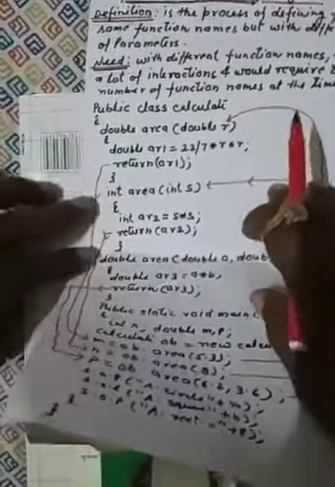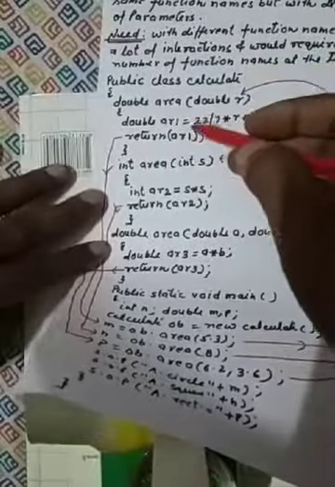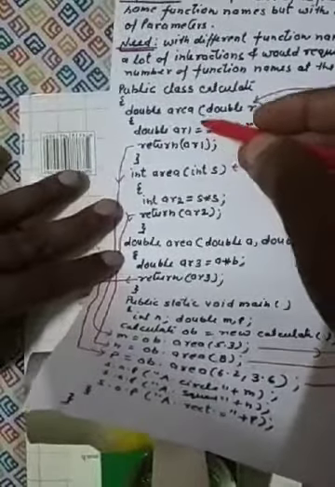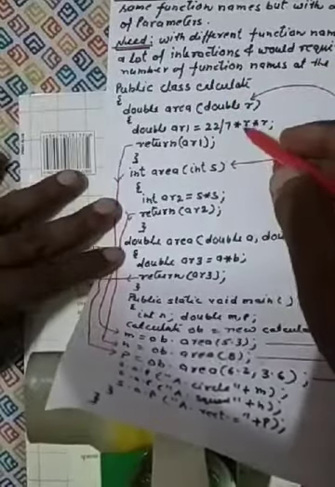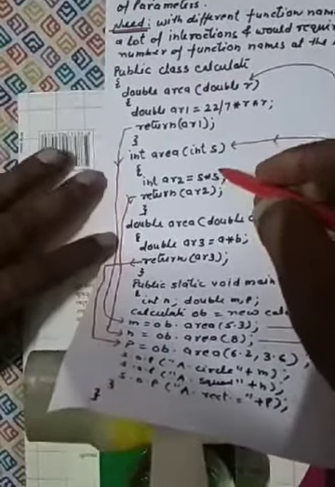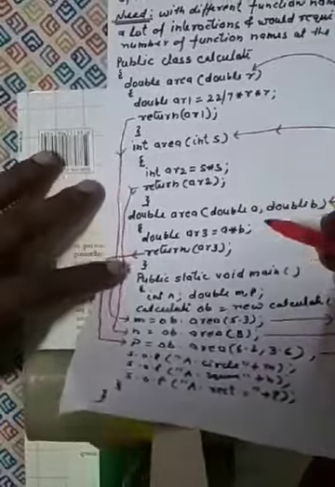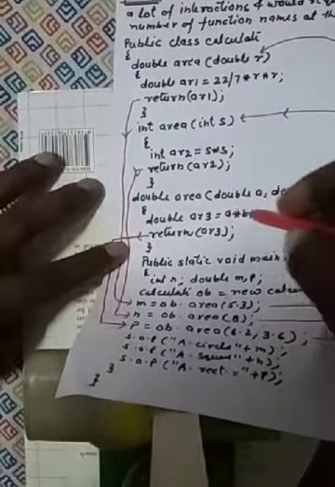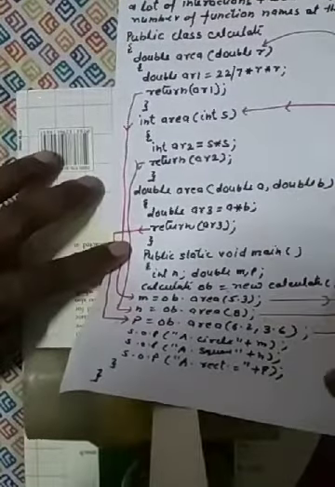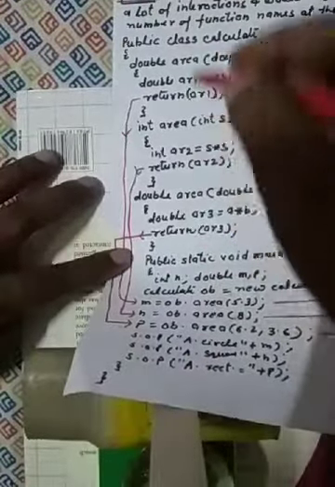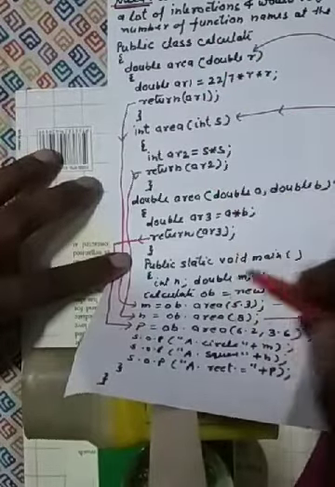Okay. So what we have to do in this program: we have to find the area of a circle, the area of a square, and the area of a rectangle. So there are three areas: area of circle, area of square, and area of rectangle.